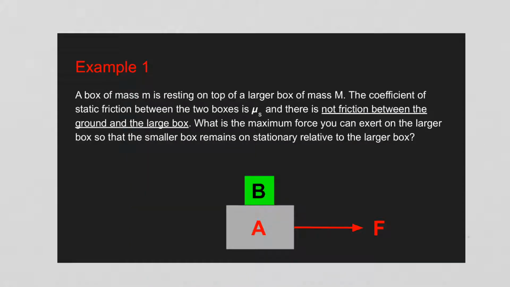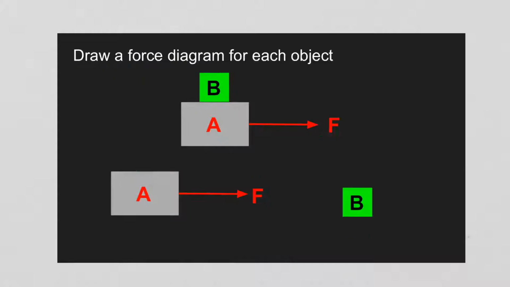I think that one of the easiest ways to look at this is an example. So I've got these two boxes, and we want these boxes to remain stationary to each other. I'm going to pull with some force F. Well, I've got two objects, so where's a great place to start? Force diagrams, you're right. So let's take a look at the force diagrams.